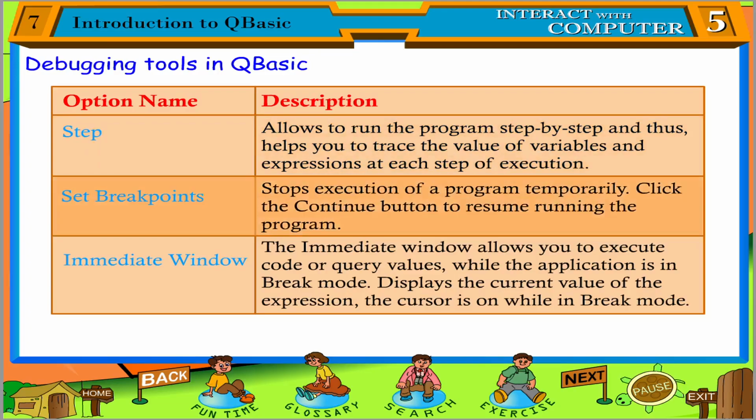Set breakpoints. Stops execution of a program temporarily. Click the Continue button to resume running the program. Immediate window. The immediate window allows you to execute code or query values while the application is in break mode. Displays the current value of the expression. The cursor is on while in break mode.